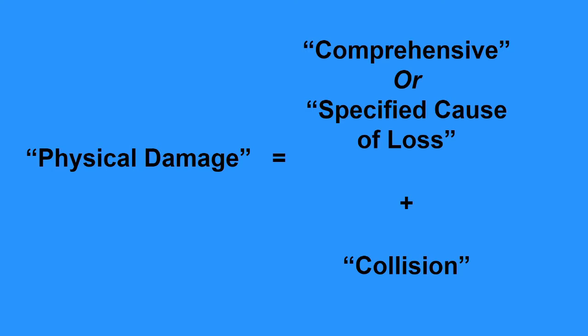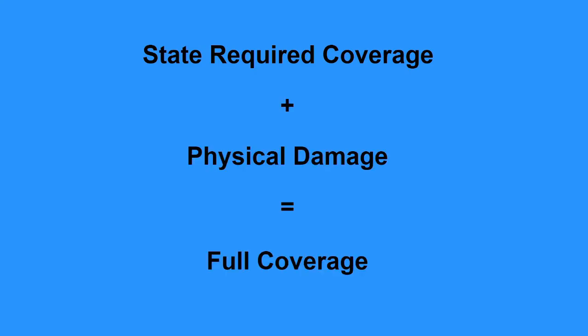A term you'll hear frequently is physical damage coverage. Physical damage coverage is a term used to describe a combination of either comprehensive or specified cause of loss coverage and collision coverage. When you add physical damage coverage to an automobile insurance policy, a lot of people call it full coverage, but that's really not an accurate term for it.